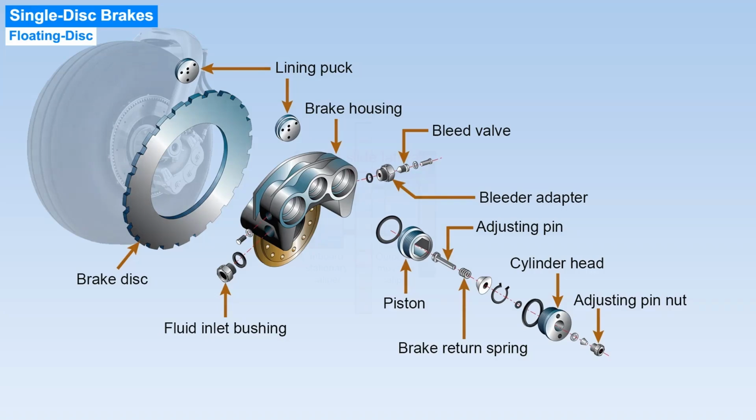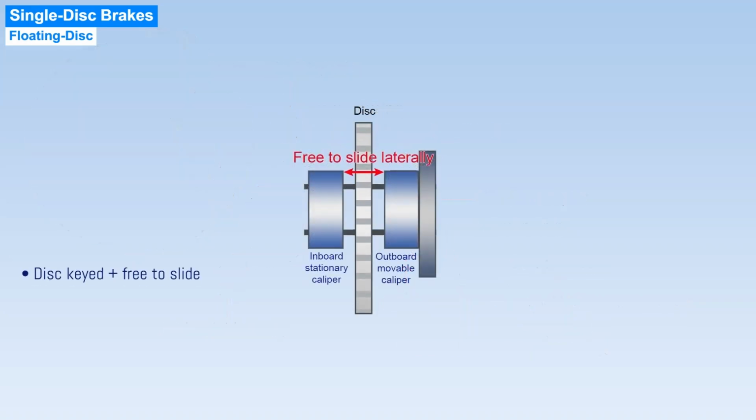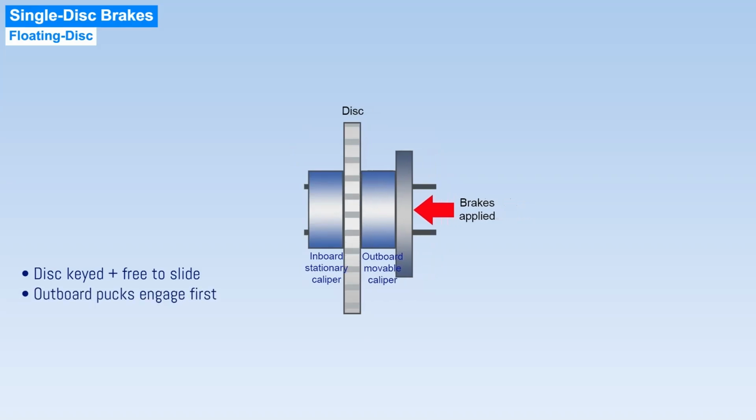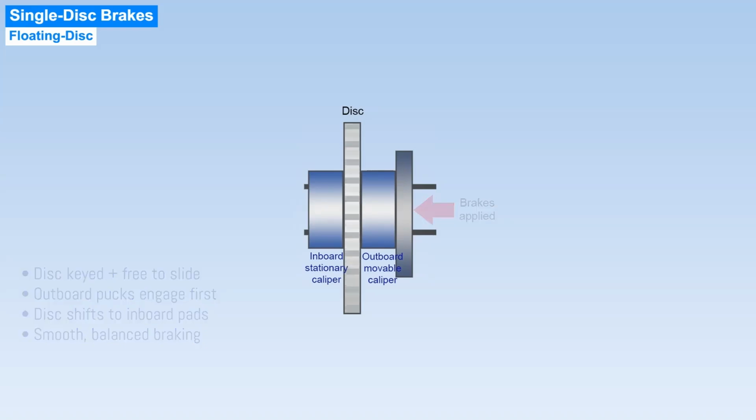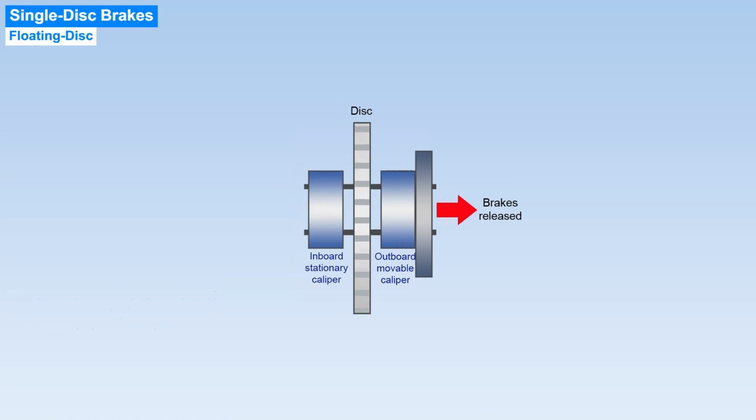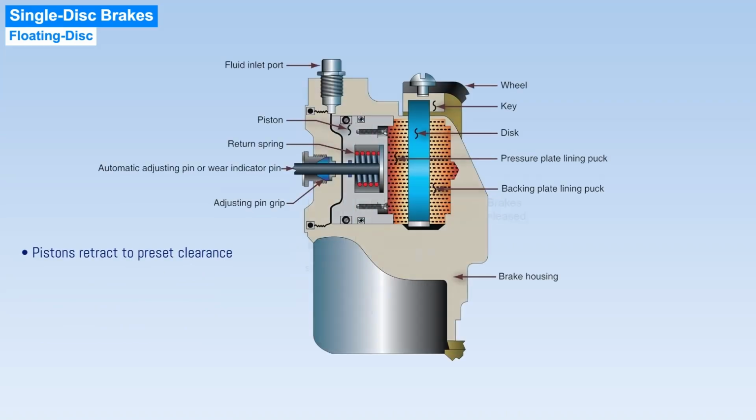The brake disc is keyed to the wheel and can slide laterally in its key slots, allowing it to float. When hydraulic pressure is applied, the outboard pistons push their pucks against the disc. The disc then shifts slightly until it makes contact with the inboard stationary linings, creating balanced friction on both sides and slowing the wheel. When the brakes are released, return springs retract the pistons to a preset clearance. The automatic adjusters maintain consistent piston travel regardless of lining wear.